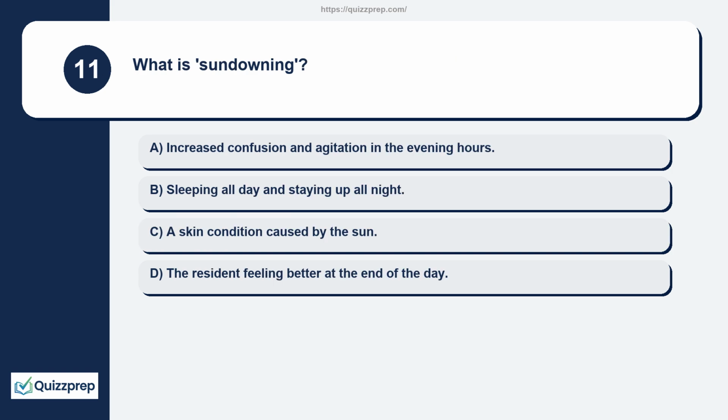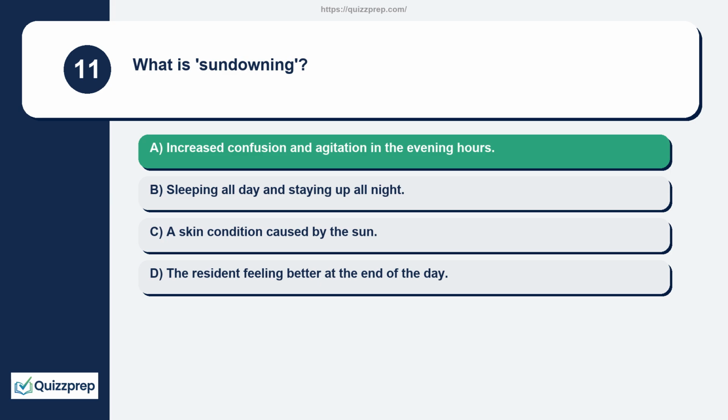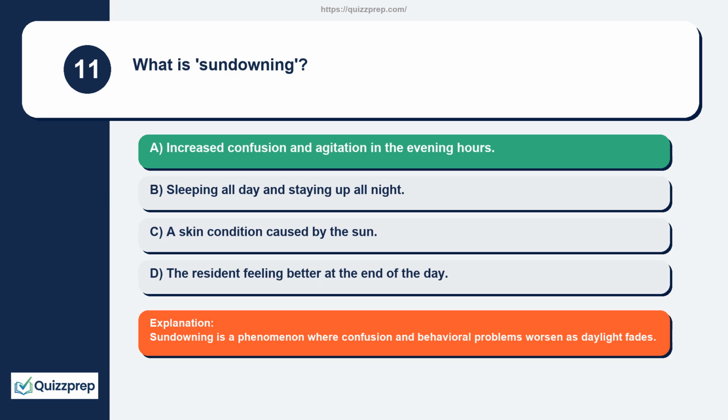Question 11. What is sundowning? Increased confusion and agitation in the evening hours, sleeping all day and staying up all night. A skin condition caused by the sun, the resident feeling better at the end of the day. Sundowning is a phenomenon where confusion and behavioral problems worsen as daylight fades.